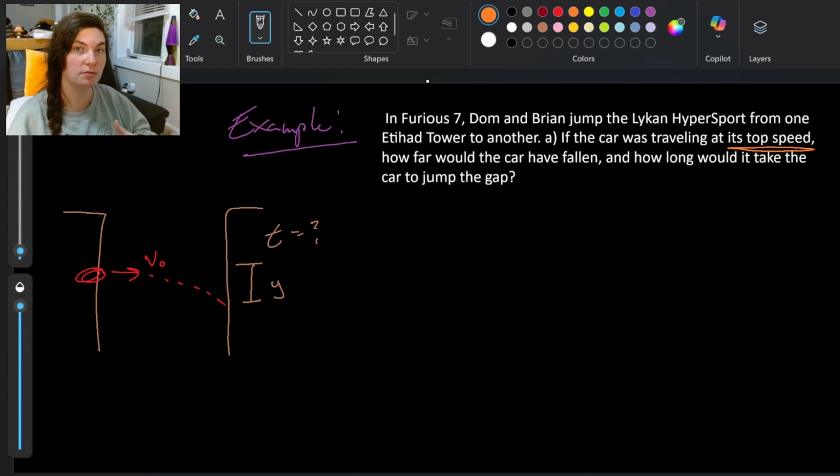We can think to Google what the Lykan Hypersport's top speed is, right? We can say, oh, how long would it take to jump the gap? Well, how wide is that gap? What is the distance between these towers? These are things that we can Google. These are things that we can find out.